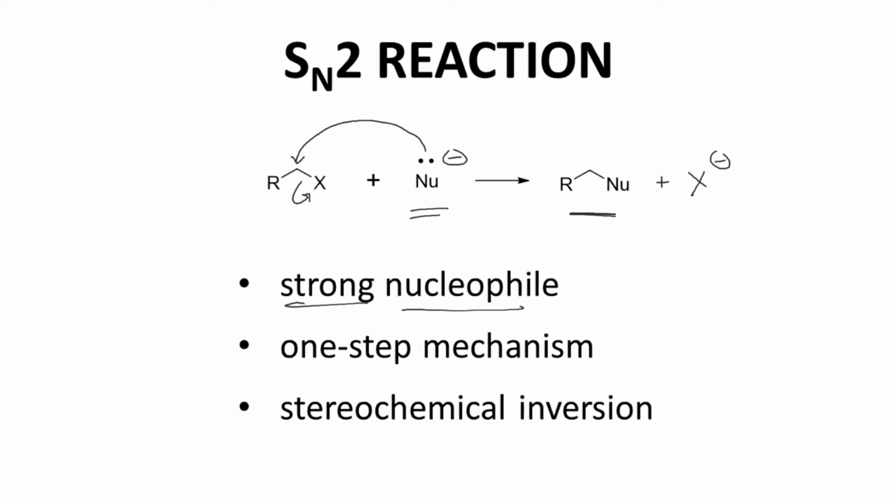As I said, this is a one-step process, and if we had stereochemistry at our electrophilic carbon, we would see inversion. In this case, we have a primary halide, and there is no stereochemistry to worry about.